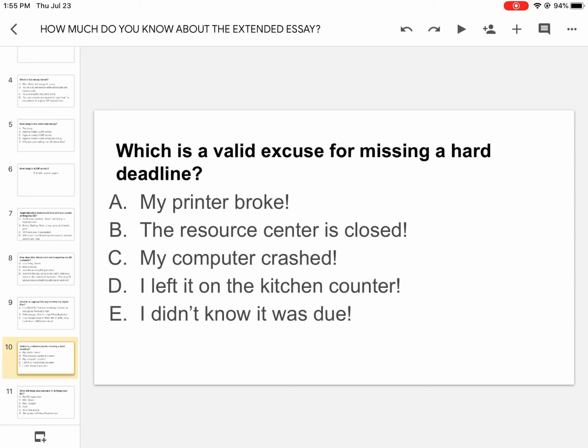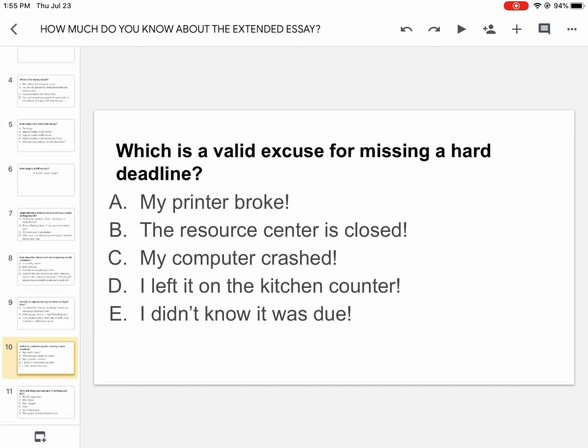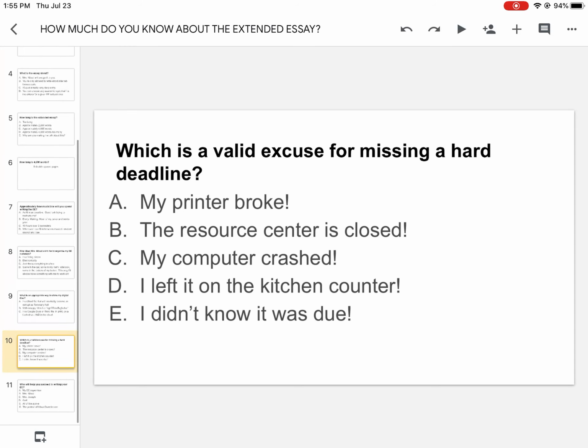Of course, things come up and there's, in extreme circumstances, a little wiggle room, but that is why you're saving it in all these places, so that you always have the work when it's due.